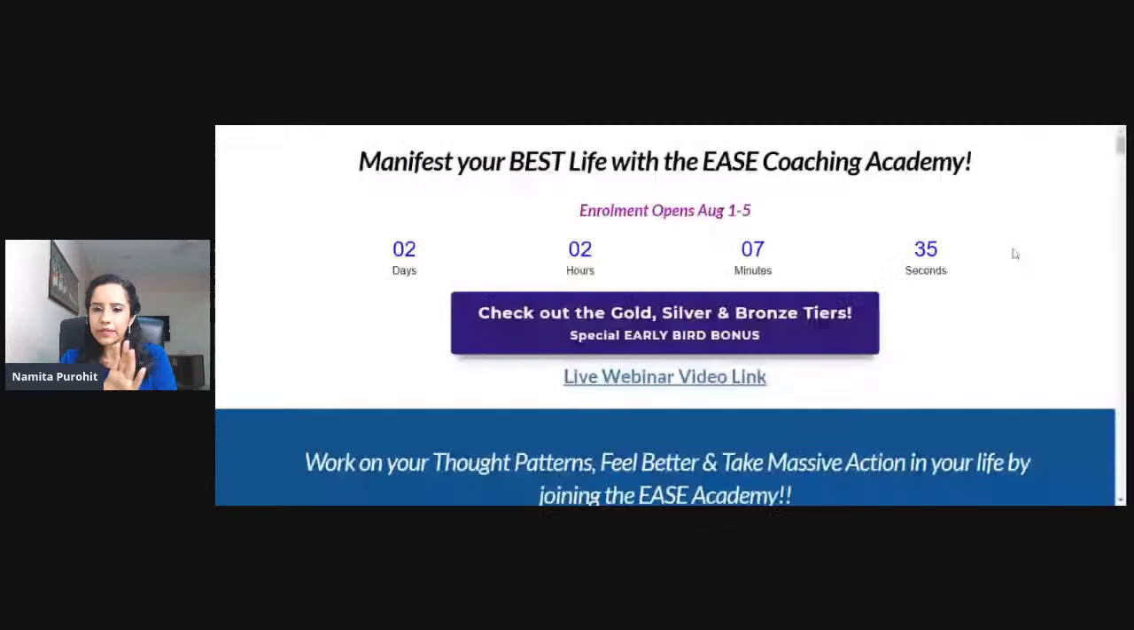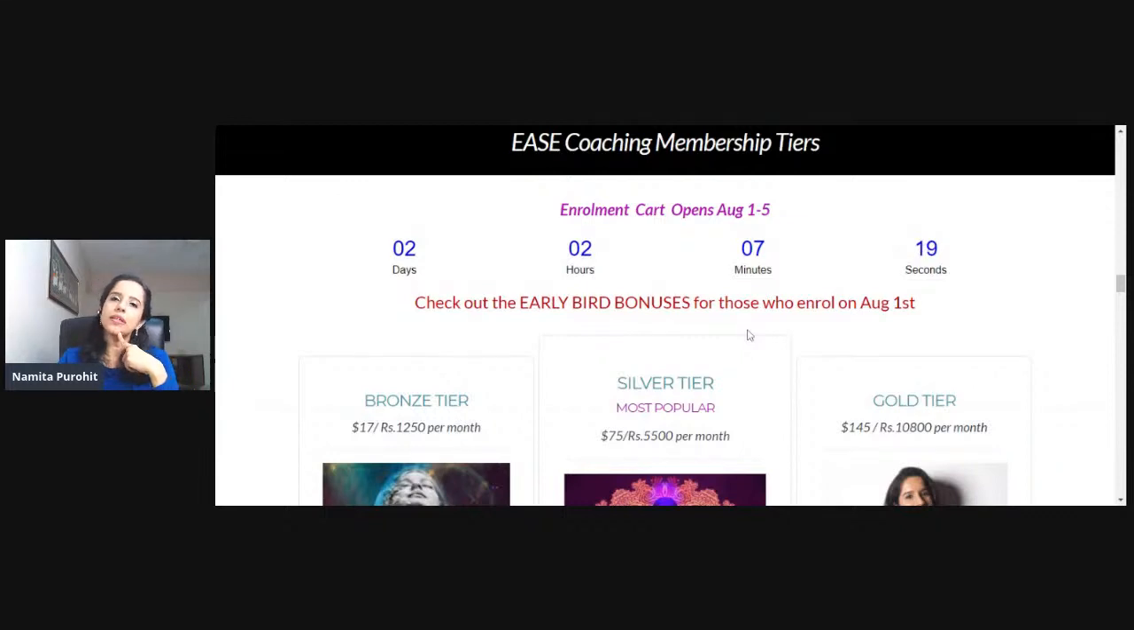I've just changed the site a little bit this morning, and so we have 2 days, 2 hours, 7 minutes, and 30 seconds until the cart opens again. What I'd like you to do is check out the gold, silver, and bronze tiers, and there are early bird bonuses for people who join on the first day. All those who join on 1st August get some bonuses which are only open to those people, and every tier has some bonuses.